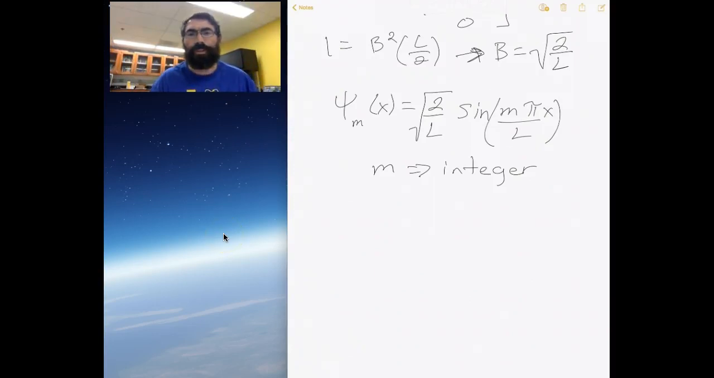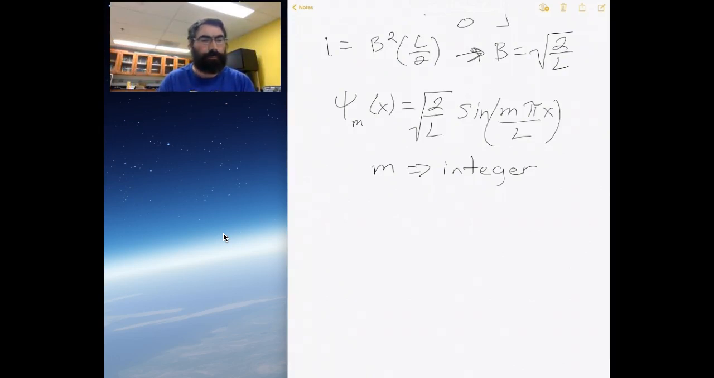So this is a video which is a continuation of the derivation of the vibrating string. Where we left off, we found the spatial function, the function for the displacement with respect to position. What we want to do now is figure out what the time dependence of this function is.